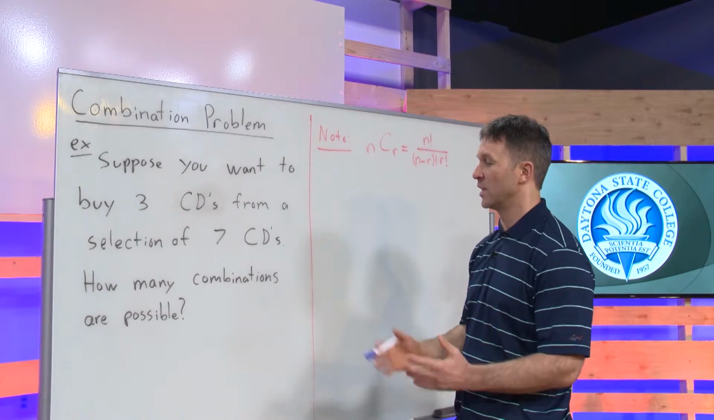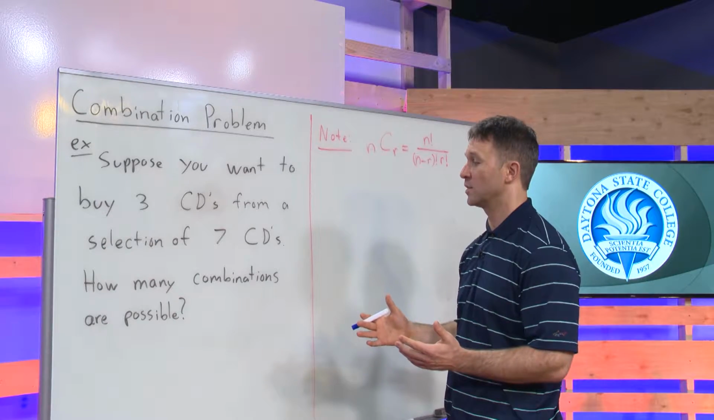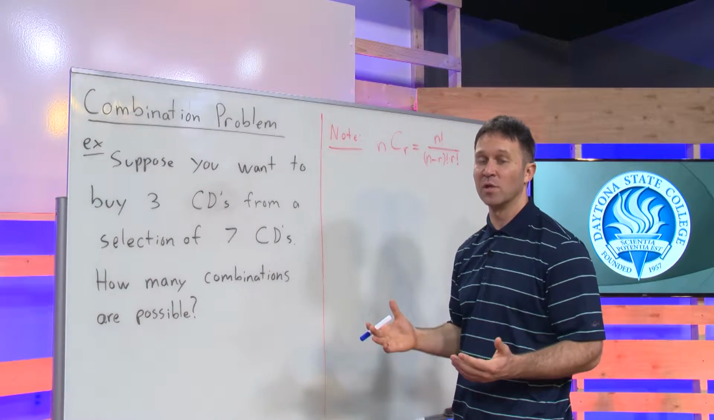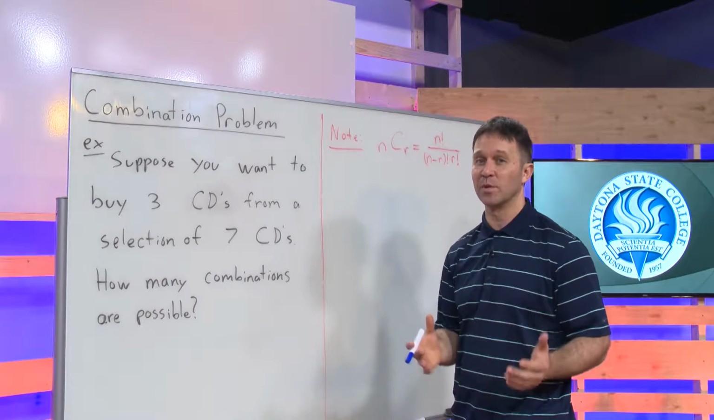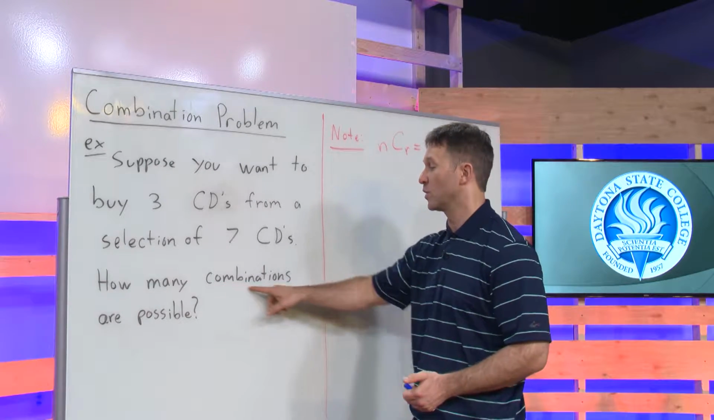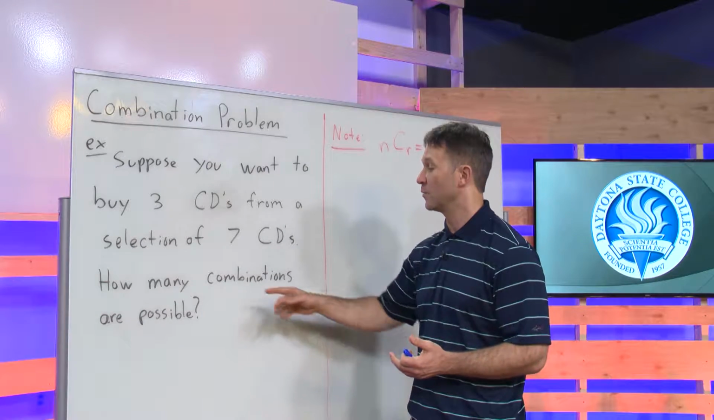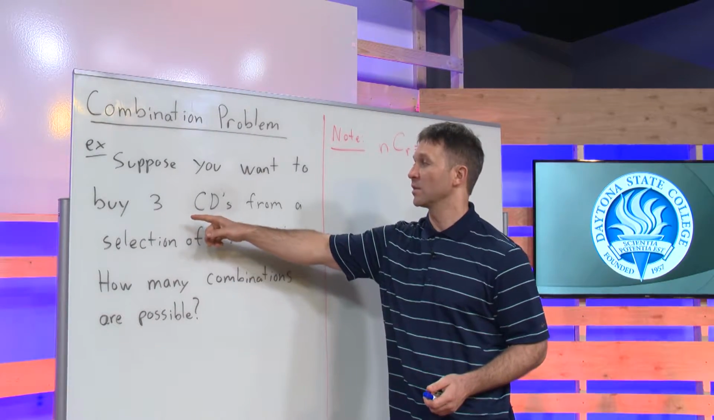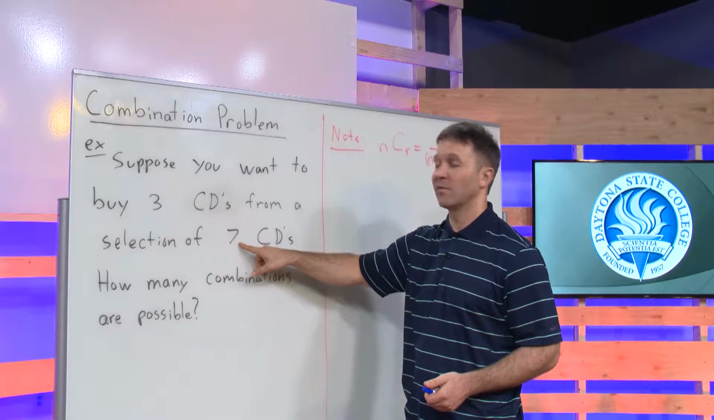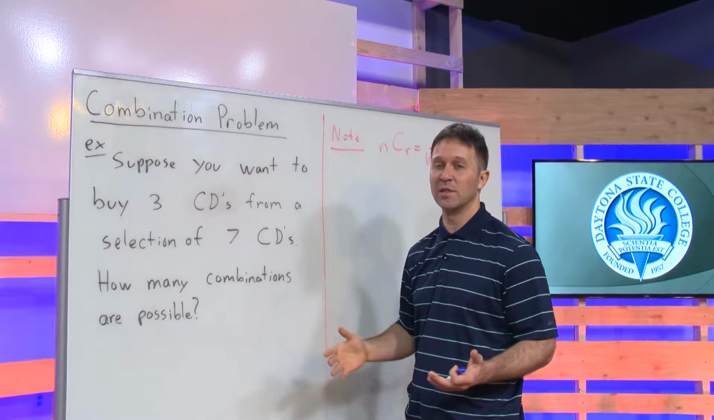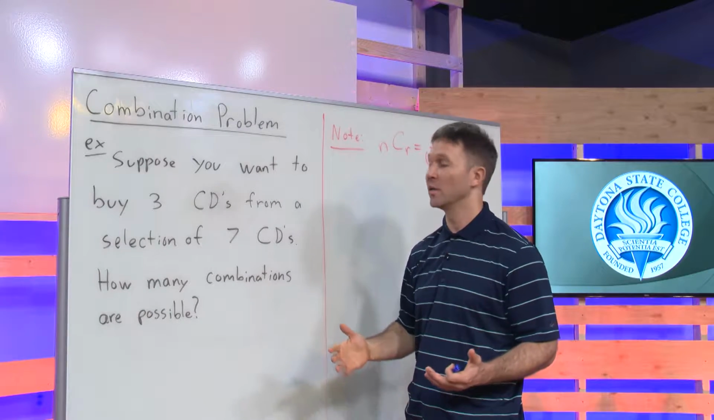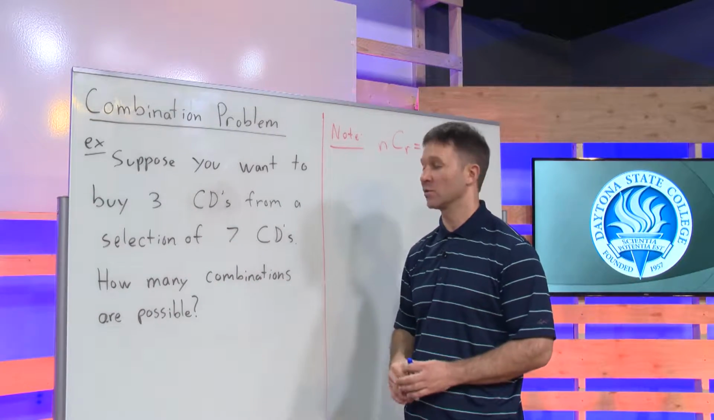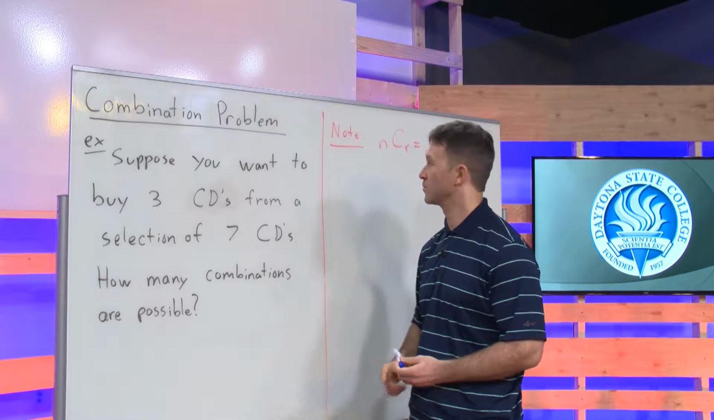Now, I want to remind you that in general, when you get a problem like this, it's not always going to tell you if you're looking for combinations or permutations. It's important to know the difference between combinations and permutations. Here, of course, we see the word combinations, but I want to remind you, we're using combinations because the order does not matter. We're selecting 3 items from 7 possible items. It doesn't matter which CD we pick first or second or third. The point is we're selecting 3 from 7, and the order does not matter. So that's a combination problem.